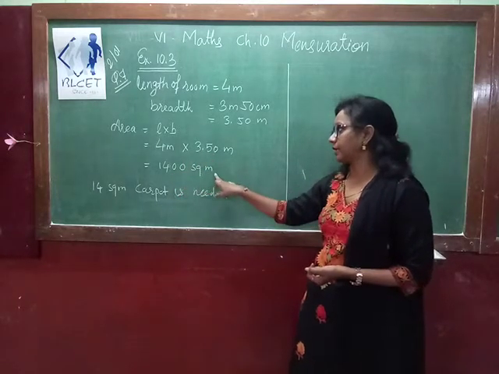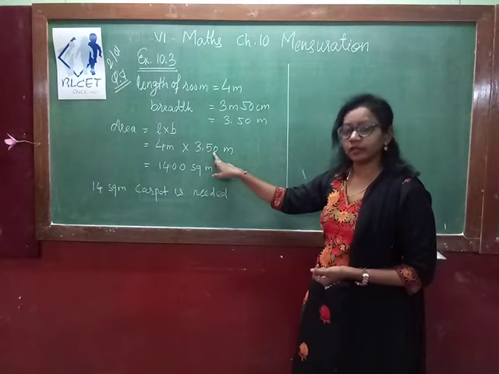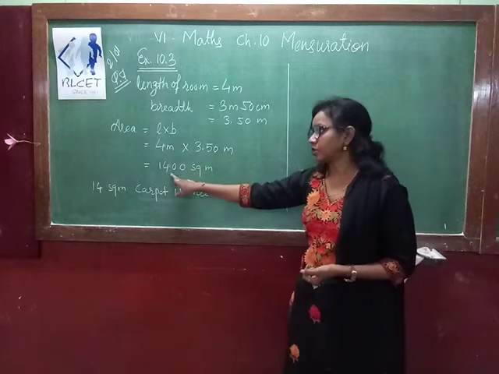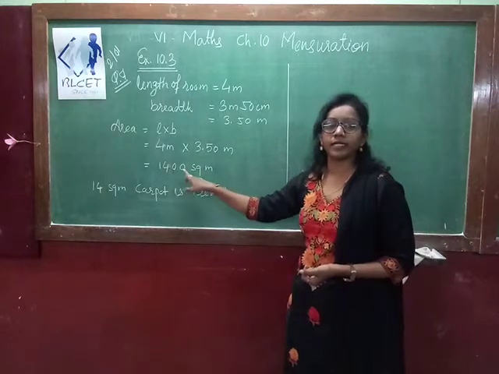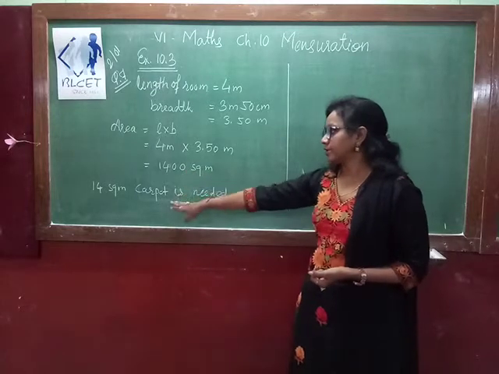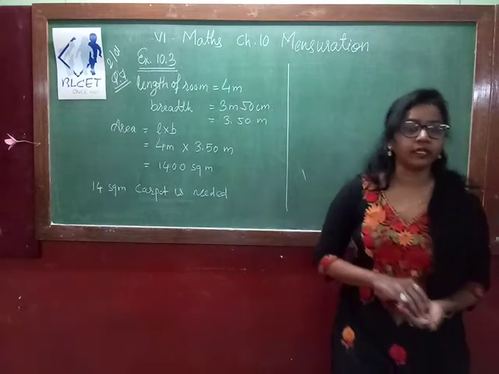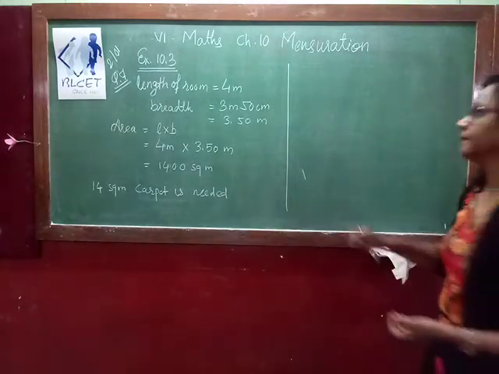14.00 square meter. As here after the decimal point there are 2 digits, so in the answer also after the decimal point there are 2 digits. If it is 00, it's okay. So what is the answer? 14 square meter of carpet is needed to cover that room. So this is your question number 7.